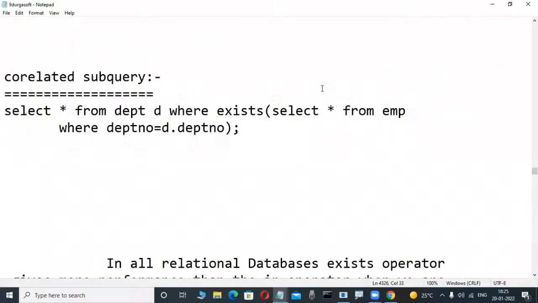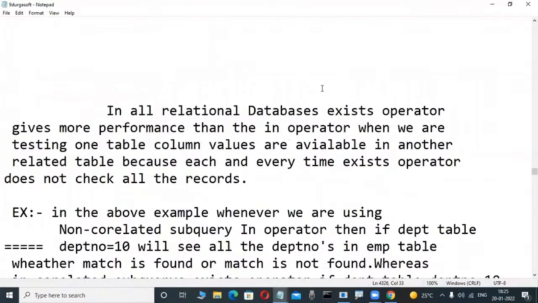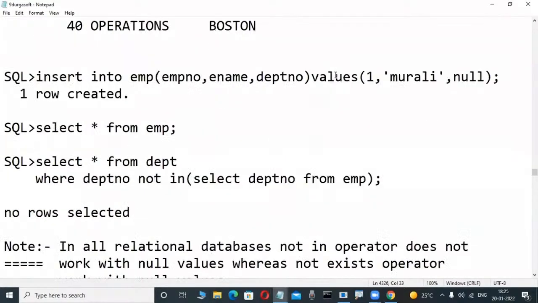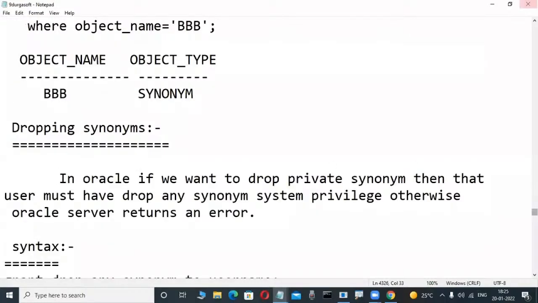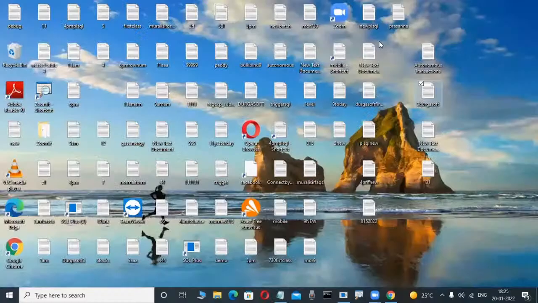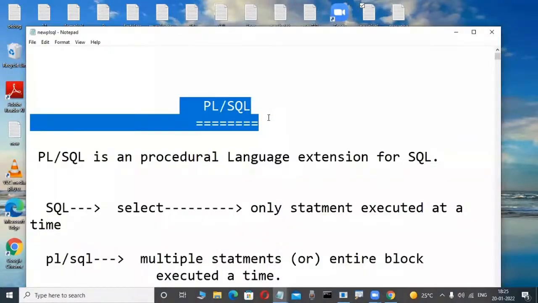Some queries are there, and these are all things we are familiar with. Don't worry. Then database objects, so many things are there, and we are learning them. These are big concepts. Again, PLSQL means a little bit of coding is there. Don't be afraid. This is PLSQL.